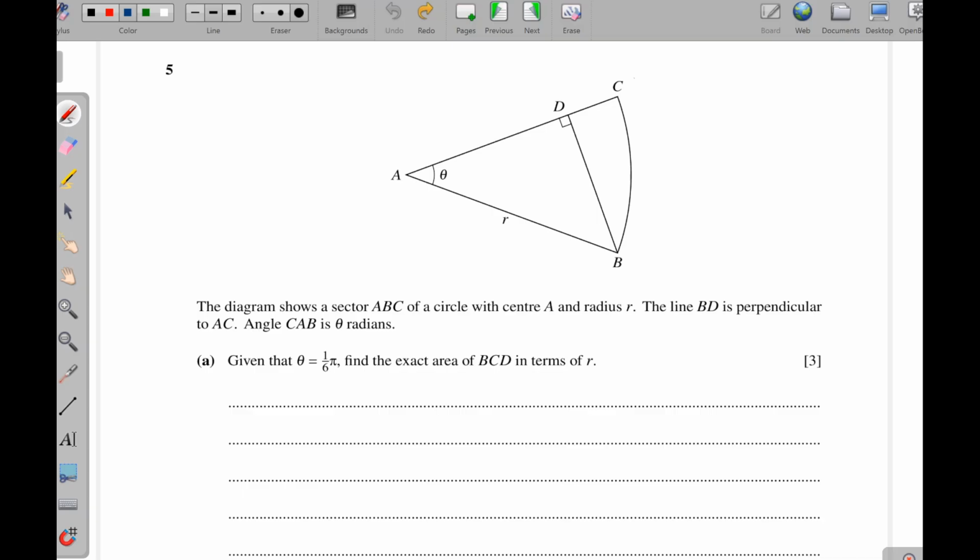Question 5 is coming from circular measure. We are seeing this diagram here, which shows a sector ABC of a circle with center A and radius R. Now that means this one is also R up to there. If this is the sector, so this one here has to be equal to that because they have the same arc. Now, what else do we have here? We are saying the line BD is perpendicular to AC, angle CAB is theta in radians.